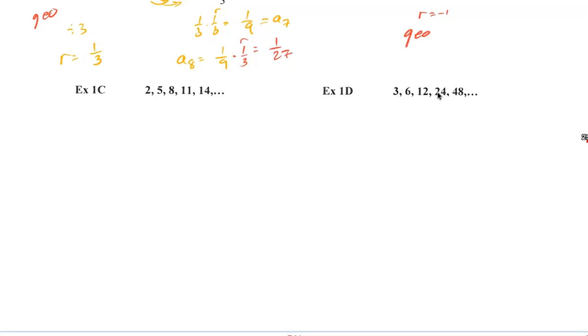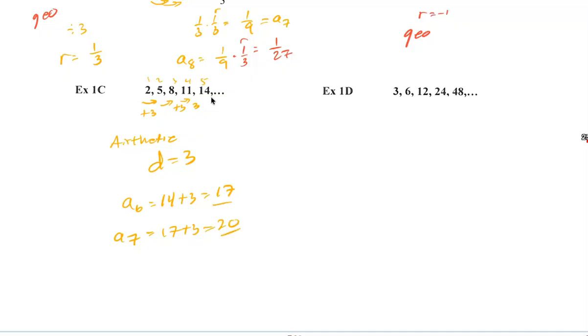This one right here, if you look at it, we're not multiplying by the same thing every single time. We're adding the same thing every single time. We're going plus 3 every single time. So this is an arithmetic sequence. The common difference, we call it, not the common ratio, is 3. I want the next couple of terms. 1, 2, 3, 4, 5. I want A6. All we're going to do is add our common difference to the last term. So 14 plus 3 is 17. A7 gets 17 plus 3. You get 20.